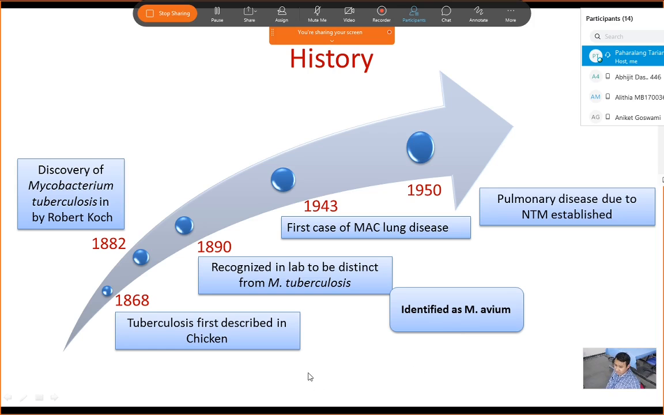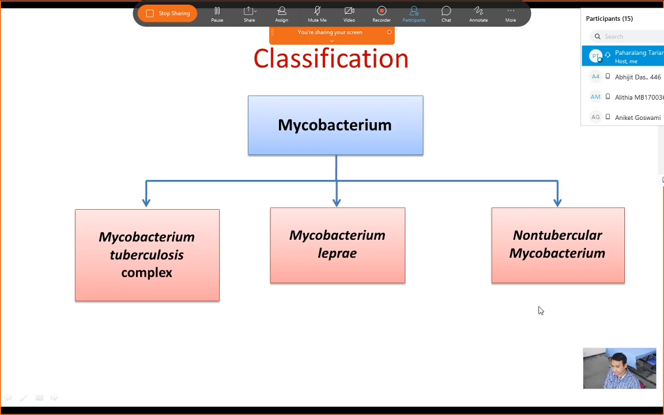So, history of non-tubercular mycobacteria. In 1868, tuberculosis was first described in chickens. Then in 1882, Robert Koch made the discovery of mycobacteria. In 1890, there was a discovery in the lab of an organism distinct from Mycobacterium tuberculosis, but the identity of this organism was not yet known. Then later on, it was identified as Mycobacterium avium. Then in 1943 was the first known case of Mycobacterium avium intracellulare lung disease, and in 1950 the pulmonary disease due to non-tubercular mycobacteria was finally established.